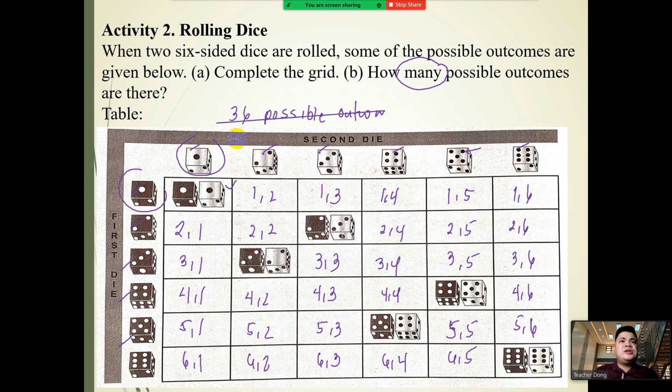Okay, teacher, is there an easy way to know the number of possible outcomes? Yes. Just take note that for every die, there are 6 faces. If we multiply them, we have 6 times 6. So just remember, guys, that for the fundamental principle of counting, we are counting the number of possible outcomes. Now let's proceed to the next.